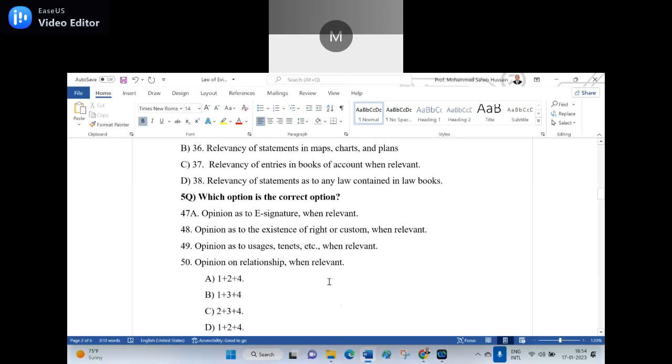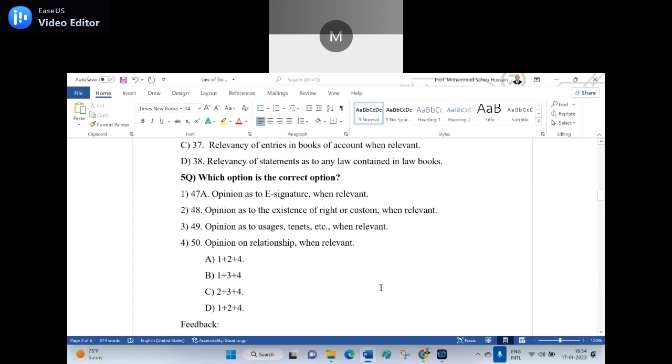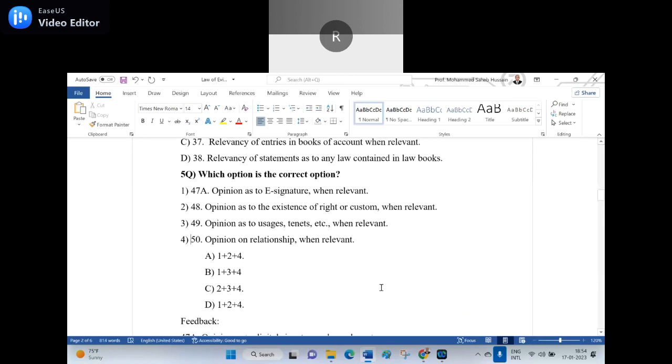Here I have given the options. A, 1 plus 2 plus 4, B, 1 plus 3 plus 4, C, 2 plus 3 plus 4, D, 1 plus 2 plus 4. Which is the correct option? Option C, sir. 2, 3, 4. Option C is the right answer. 2, 3, 4 is the right answer.